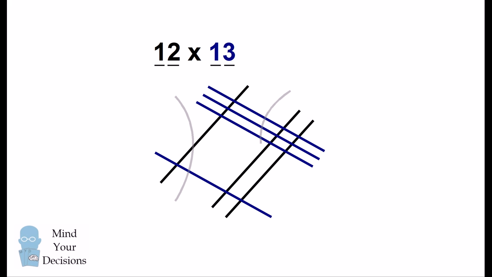Now we will group up intersections of the lines. On the far right, there are 6 intersections. In the middle, there are 5 intersections. And on the left, there's 1 intersection. These numbers tell you what the answer is. So 12 times 13 is 156.